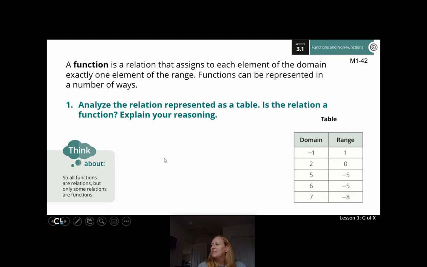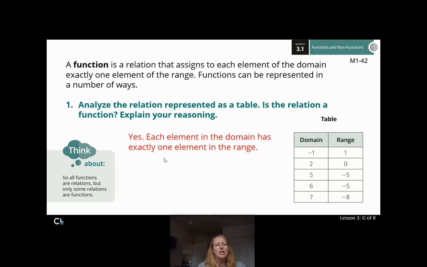So let's see what we got here. Yeah, each element in the domain has exactly one element in the range. Check it out. If I plug in a -1, all I get is a 1. If I plug in 2, all I get is 0. Plug in 5, all I get is -5. Plug in a 6, all I get is -5. If I plug in a 7, all I get is -8.